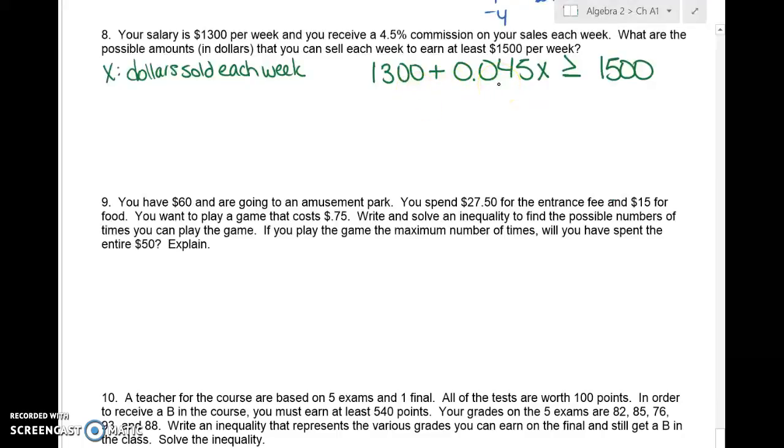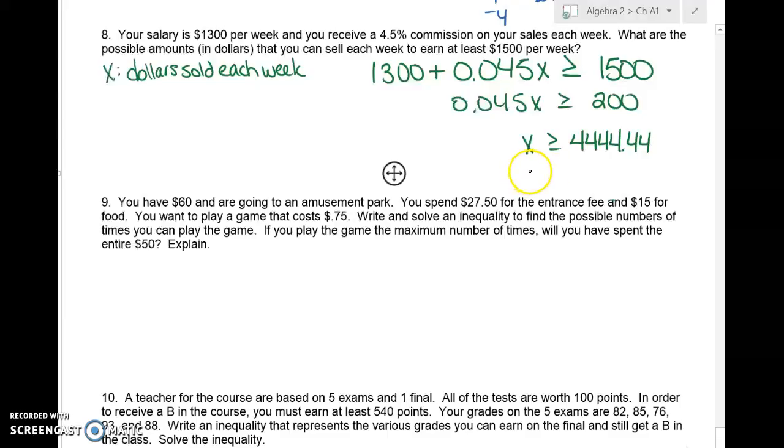Okay, take a moment and solve that inequality, and let's see what we get. All right, so we subtract 1,300 from both sides, and then we divide by 0.045. If you got a whole bunch of fours, you did it correctly. $4,444.44. So, because this is a word problem, we need our answer to have either symbols or words. So we need to earn greater than or equal to, sell, $4,444.44.